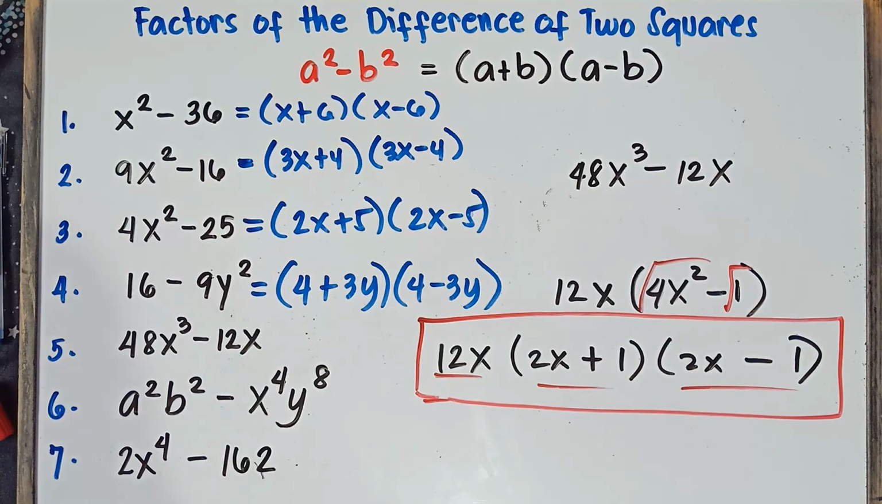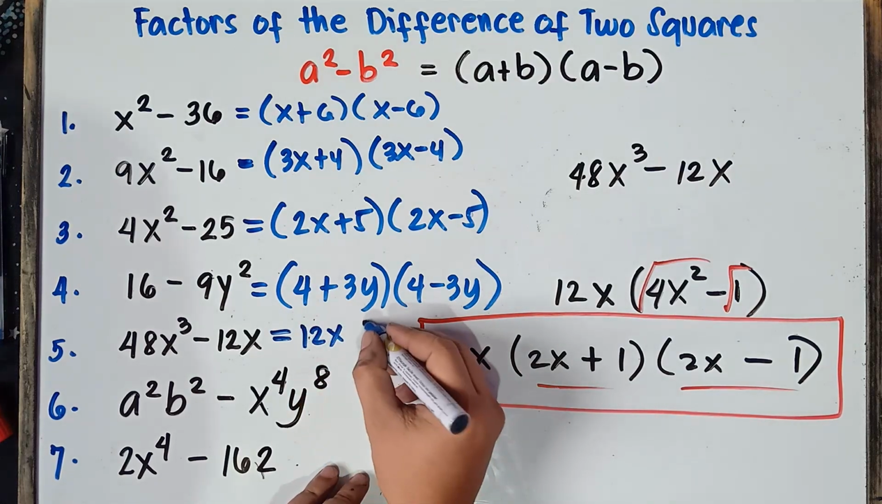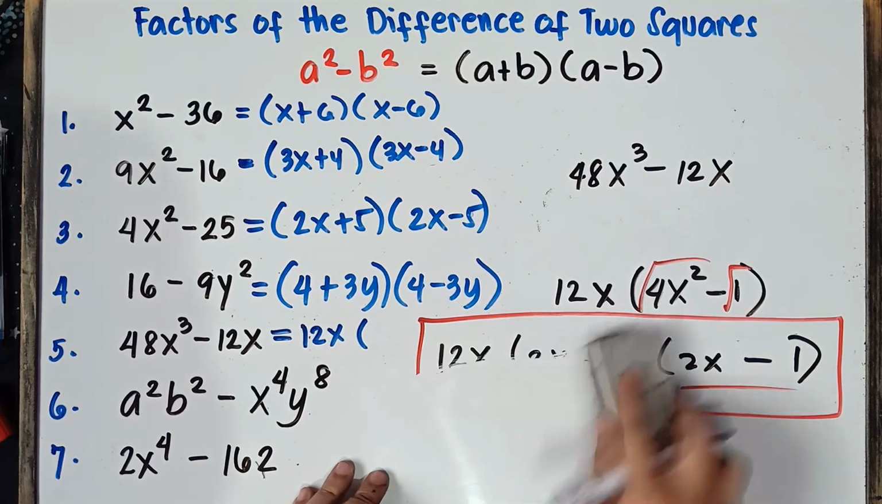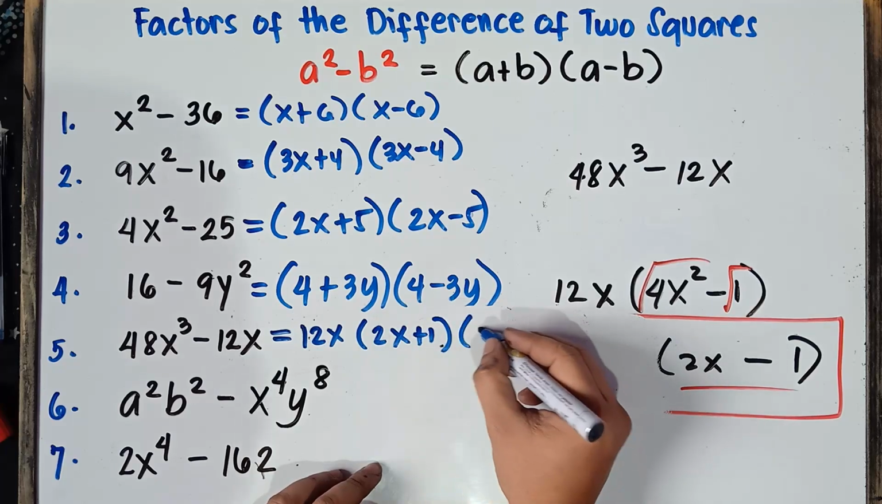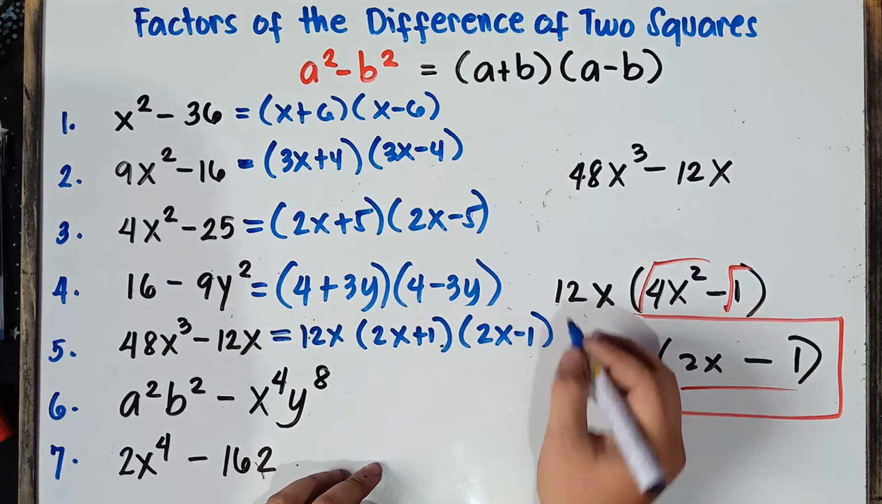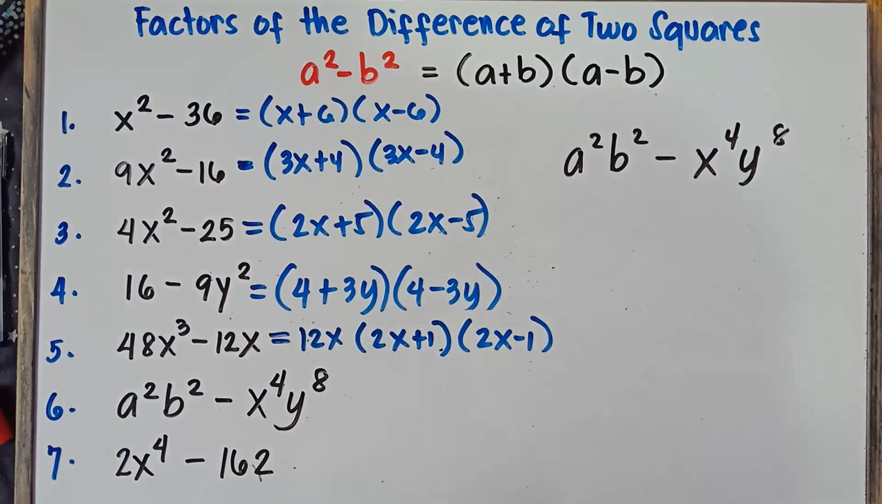Alright, so let me just write the answer here. So our first factor, let me just erase this one. We have 12x. The other factor, 2x plus 1. The other one, we have 2x minus 1. Therefore, we have 3 factors. Alright, so let's proceed now to example number 6.